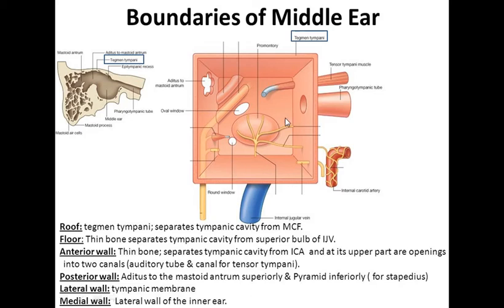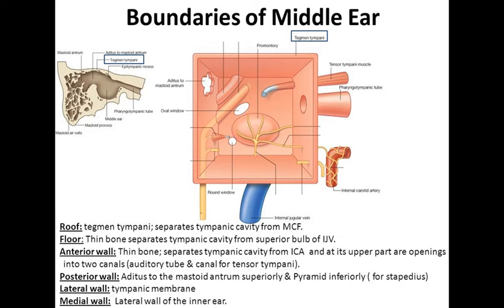Then the anterior wall, this should be the anterior wall. This bone separates the tympanic cavity from the internal carotid artery, and at its upper part are the openings into two canals. One is into the auditory tube, and one is the canal for tensor tympani. Two openings: one into the auditory tube, anterior, and one for the tensor tympani muscle. Right? This is the anterior.